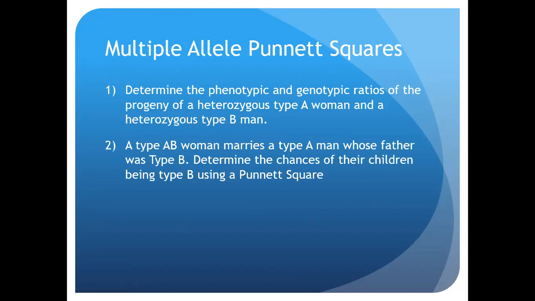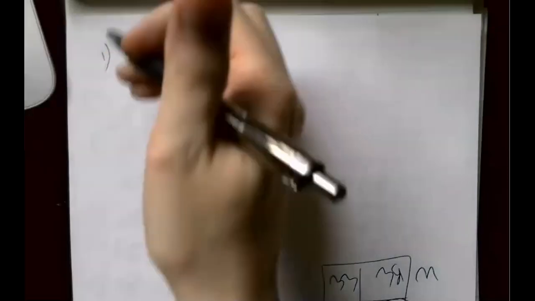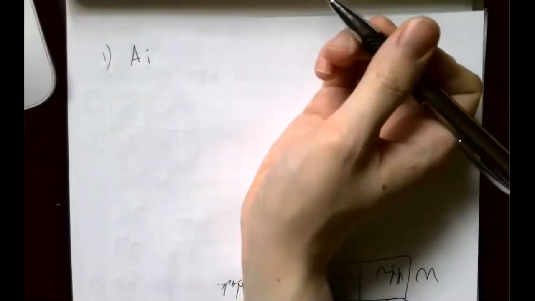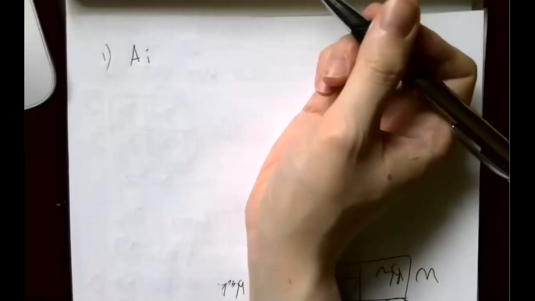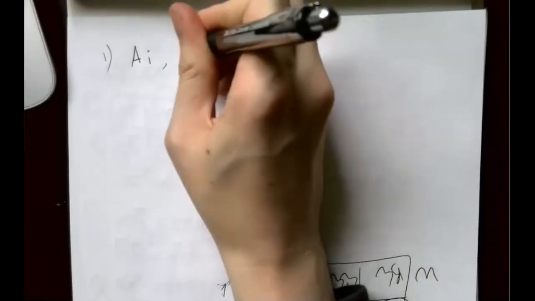So let's do some examples of what Punnett squares would look like with multiple alleles. Okay, so number 1 says determine the phenotypic and genotypic ratios of the progeny of a heterozygous type A and a heterozygous type B person. So in order to be heterozygous type A, they must be type A lowercase i, because the only other version of type A is the homozygous, where they have 2 capital A's. And then same for our type B man.